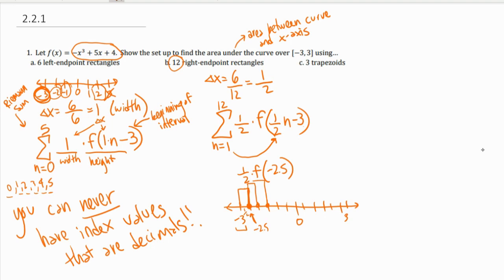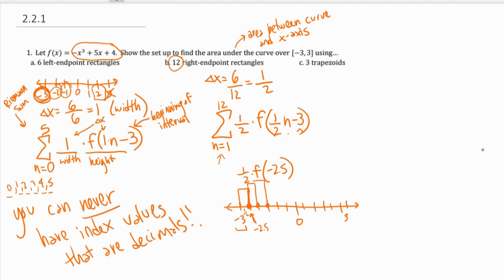But the idea here is we are still going to begin our interval at -3. And then when I plug in 1 into this formula, instead of plugging in 0, I begin to the right of the beginning of my interval instead of starting on the interval. If I plug in n equals 0, I'd be starting at -3. But I don't want to start at -3. I want to start to the right of -3. So that's why we're going to start with n equals 1 instead of n equals 0. But otherwise, the formula works out to be pretty much the same as left endpoint rectangles. The only change is which n value you start with.